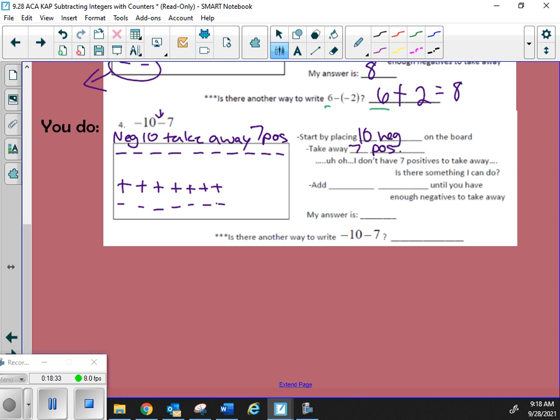Okay, and then someone else, what's the next step that I can do now? What can I do now, Michaela? I'm going to take away the positives, say 5, and then again, all of those negatives become unpaired. So they now add value, or in this case, take away value. So in total, I just have a bunch of negatives. How many negatives do I have, class? 17. Negative 17 is my answer. Okay, so is there anything I can do? Yes, I'm going to add zero pairs until I have enough negatives to take away. My answer is negative 17.